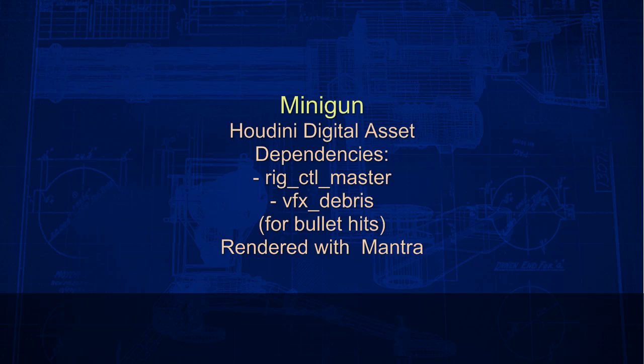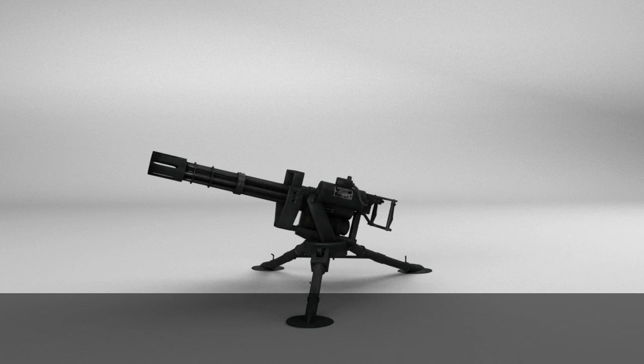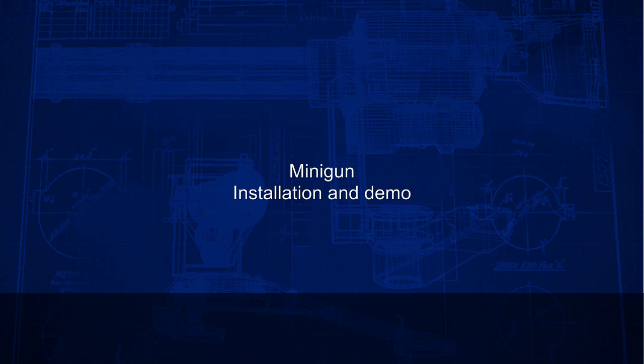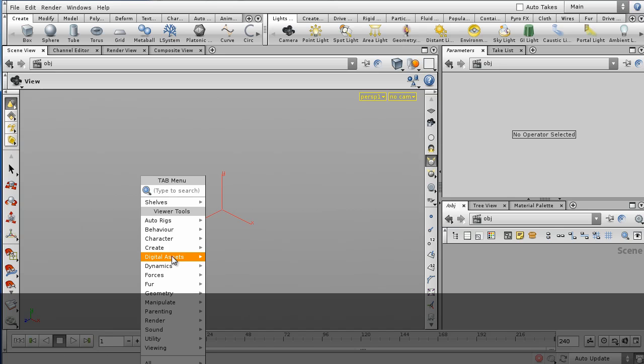Alright, this is a minigun. Here you're going to see a quick render of it. As it shoots, you can notice it ejects the canisters and can also work with another asset called the VFX debris. So we're going to do a quick run through of how that all works together.